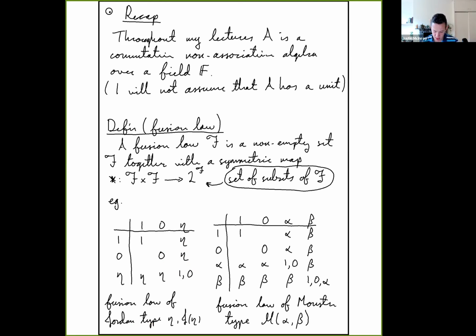And my second example is this fusion law of monster type M(alpha, beta). And it looks like this. Alpha, beta and eta here are, because F is a set, it means that, for instance, here eta can't be equal to 1 or 0. And here you've got to have alpha and beta different and alpha and beta not equal to 1 and 0 as well. So these four things I want to be four different elements of my field here, or will turn out to be anyway.